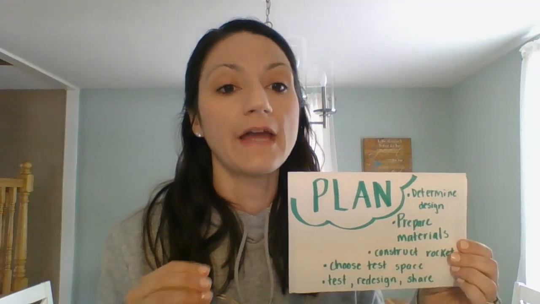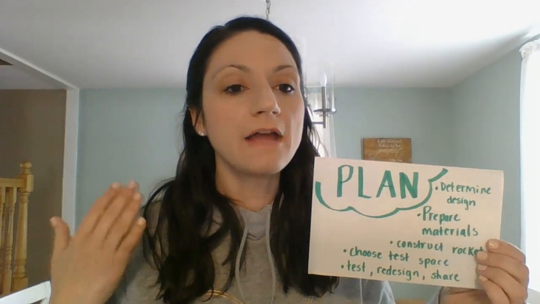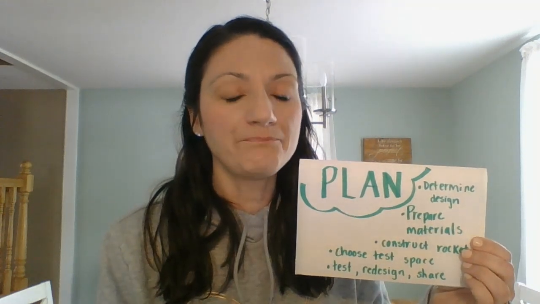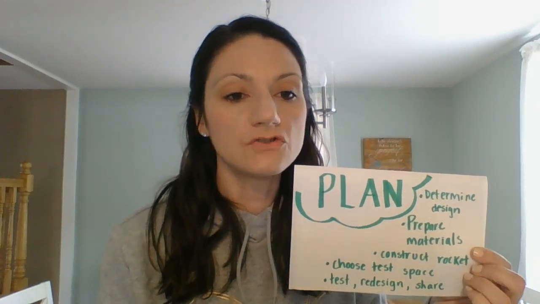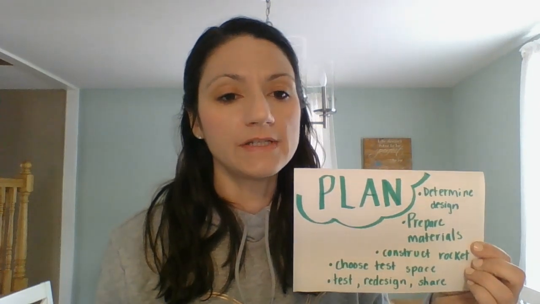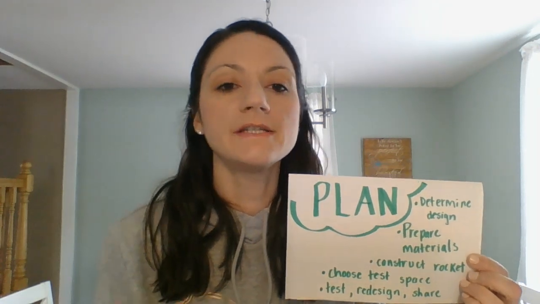Then the third step of the engineering design process is to really get a plan going. So I've determined my design. I have my materials out and ready. I'm going to construct my rocket, then I'll choose a test space, and then I'll test, I'll redesign, and I'll share with you the results.